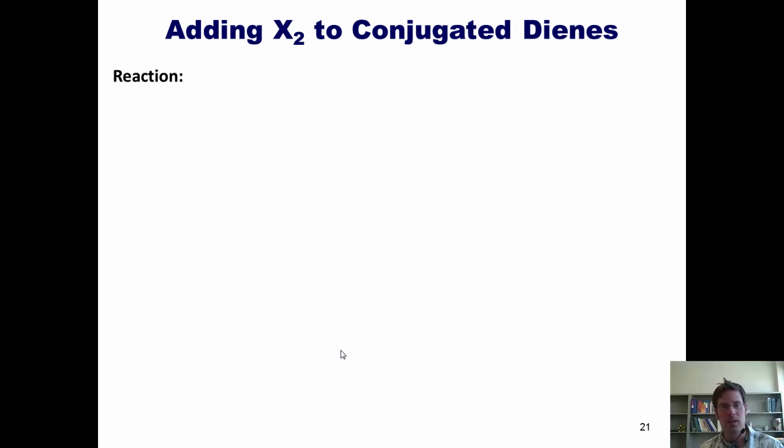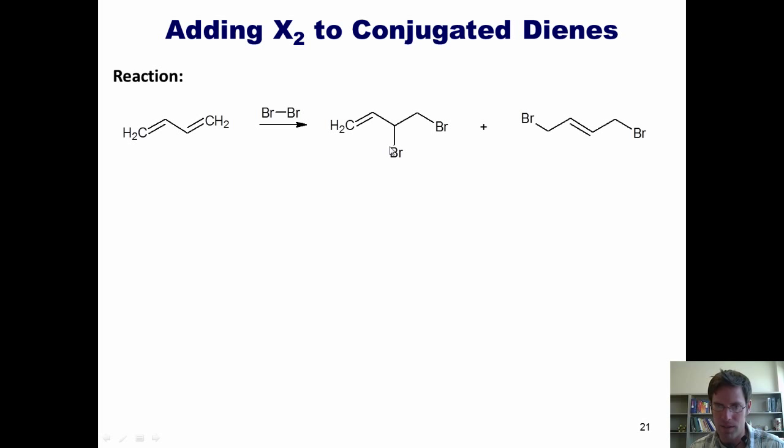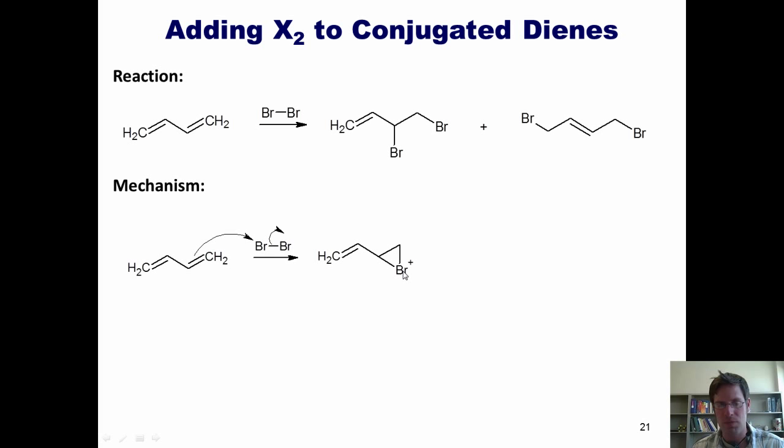Let's try adding a halogen to our diene. As expected, when we take a diene and add a halogen such as bromine, we get 2 products, the one to the left and the one to the right. What is the mechanism? Once again, electrons come out and grab a bromine. We need to remember, however, that that bromine forms this bridged bromonium intermediate.